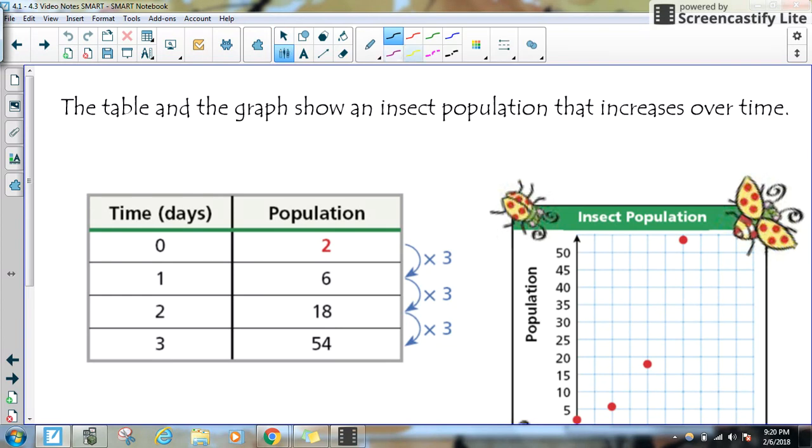Let's take a look at this example that deals with insect population. Gross. All right, first things first, let's take a look at the x. The x is going to be the time in days, and the y is going to be the population.